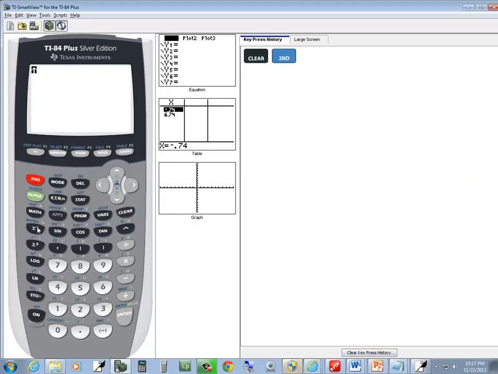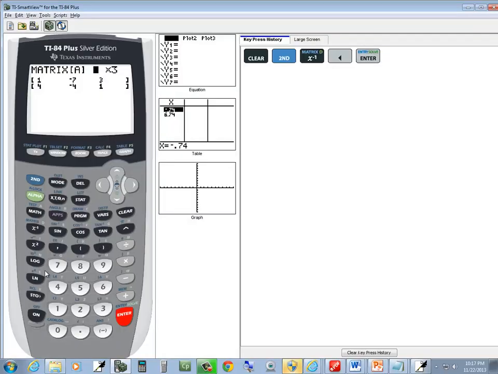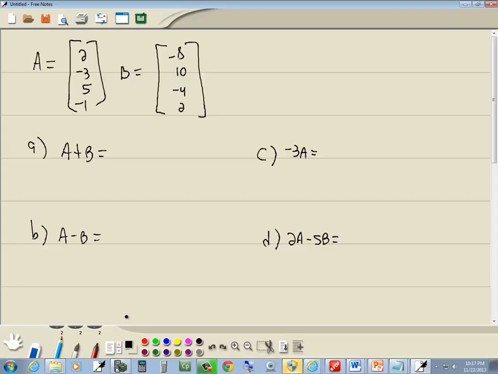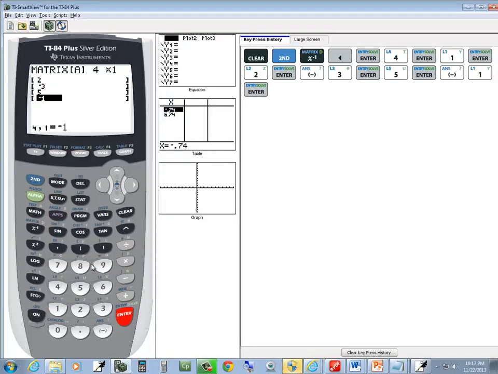Okay, so do second x to negative 1, that's our inverse button. And we'll go over to edit and do enter on A. Rows by columns, this would be a 4 by 1. So do 4 enter, 1 enter. And we got 2 enter, negative 3 enter, 5 enter, and negative 1 enter.